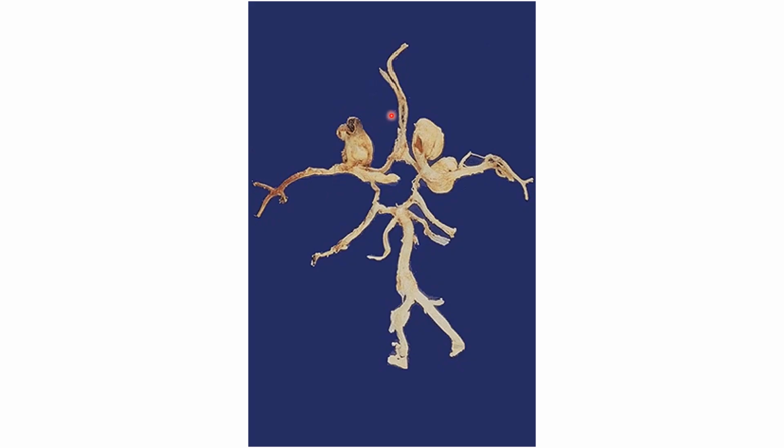This is a feature of Berry aneurysm. This is the circle of Willis, and you can see an aneurysm protruding from the blood vessels, and this aneurysm is ruptured. Okay, and the type of aneurysm is called saccular aneurysm.